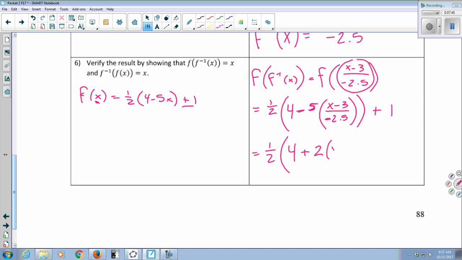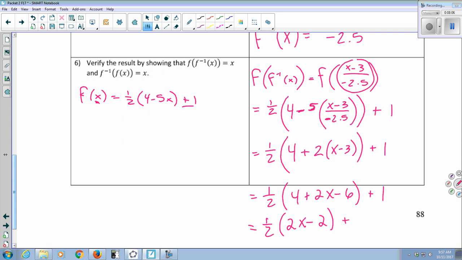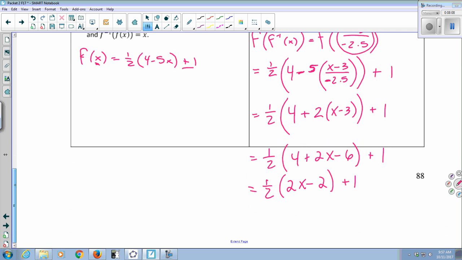So that's 2 times (x minus 3) plus 1. 1/2 times (4 plus 2x minus 6) plus 1. Combine like terms in the parentheses. 1/2 times (2x minus 2) plus 1. 1/2 times 2x is x. Half of negative 2 is negative 1, plus 1, which is x.